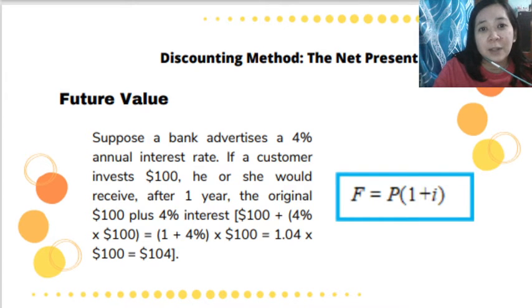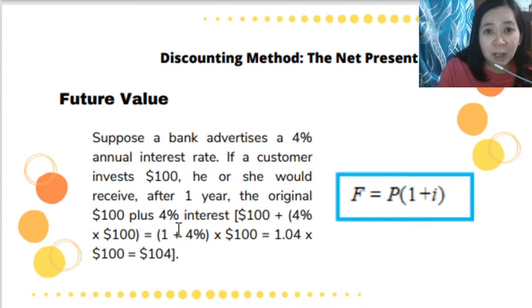So first, the future value. For you to understand this concept, we will use an example. Suppose a bank advertises a 4% annual interest rate. So if a customer invests $100,000, he or she would receive after 1 year the original $100,000 plus the 4% interest.